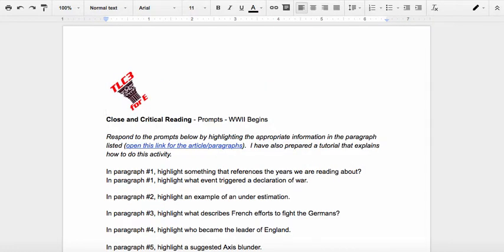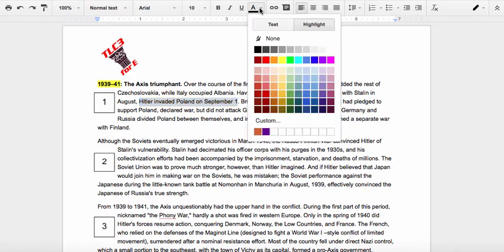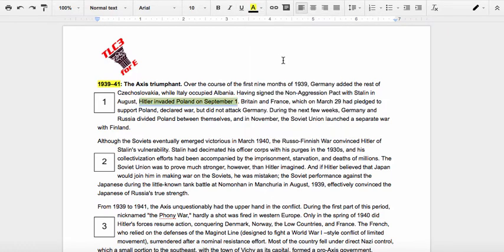If I could take you back to the prompts, let me read the second prompt as I would read them to my students. In paragraph 1, highlight what event triggered a declaration of war. So students would then use their highlighter, and in this case it would be the invasion of Poland. Students would highlight that, and then I would read the next prompt. I like to emphasize that each prompt is only read once.